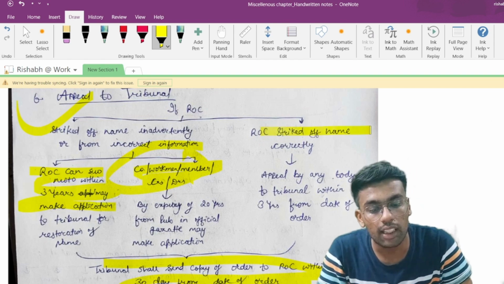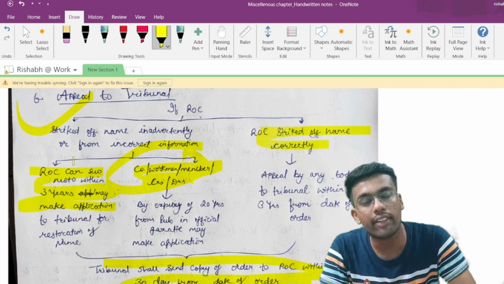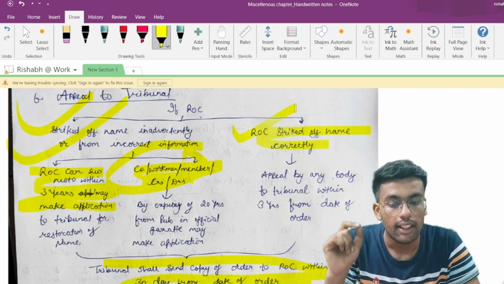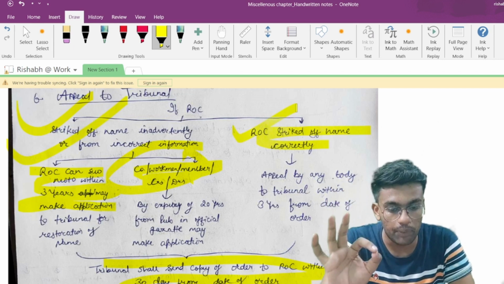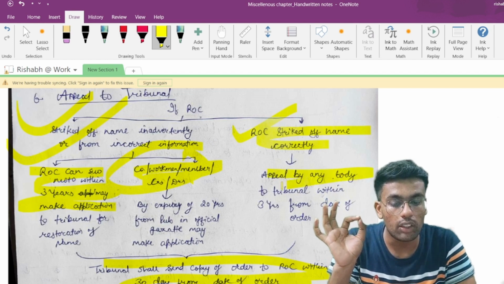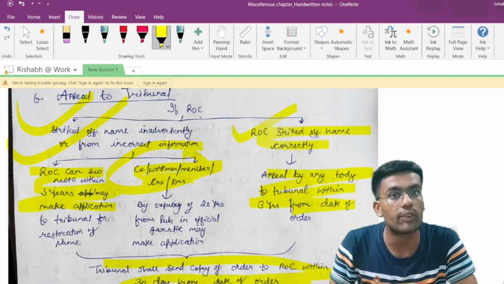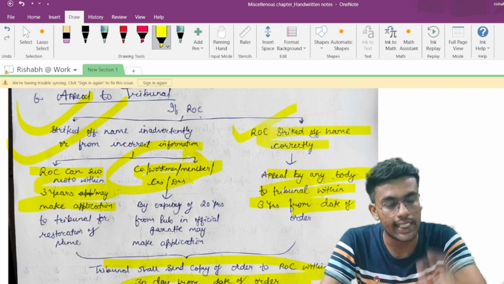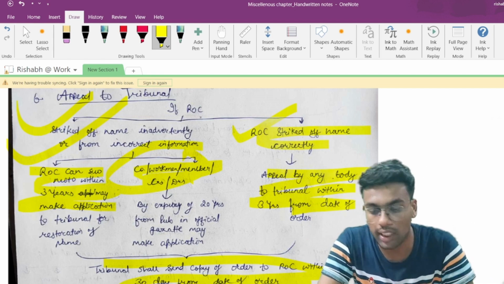If ROC has struck off the name incorrectly, matlab inadvertently or on incorrect information, in that case these provisions will apply. And if the name of the company was removed appropriately, then an appeal by anybody to the tribunal within 3 years from the date of the order. Matlab, within 3 years an appeal can be made to such a tribunal with respect to restoration of the name of the company.